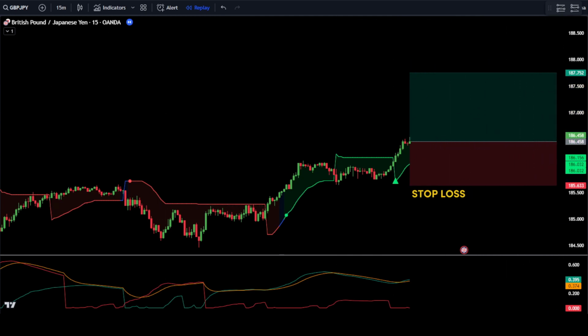Place the stop loss at the last swing low. Then use a take profit target with a risk and reward ratio of 1 to 1.5.